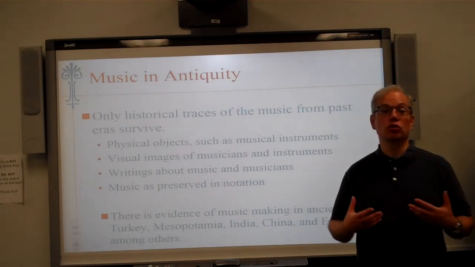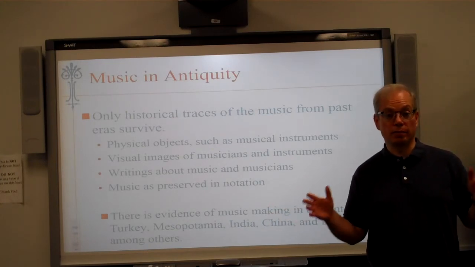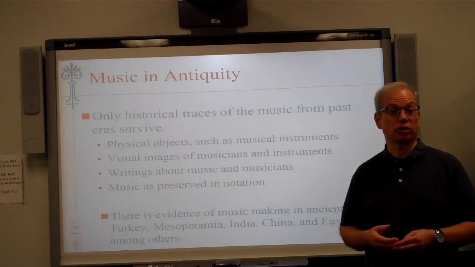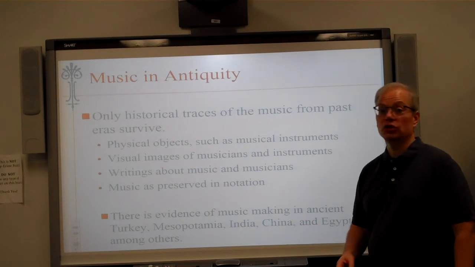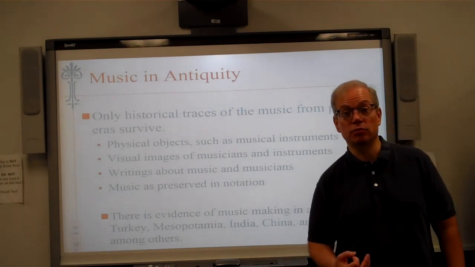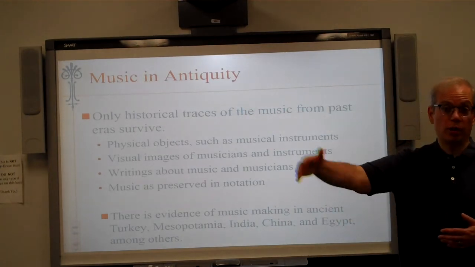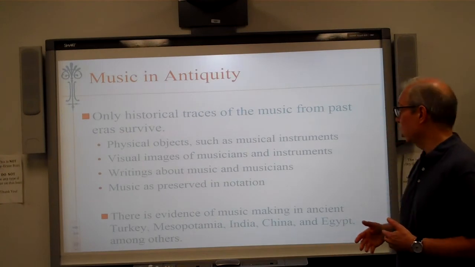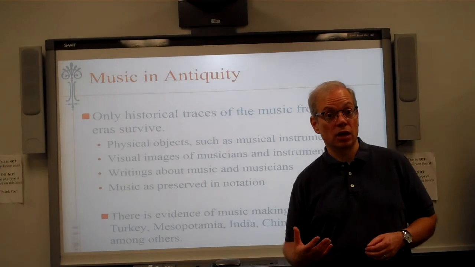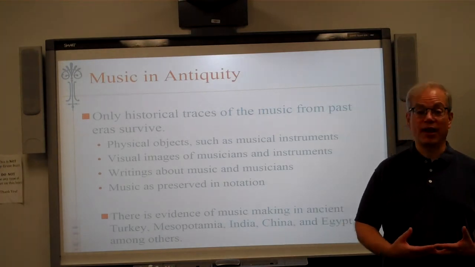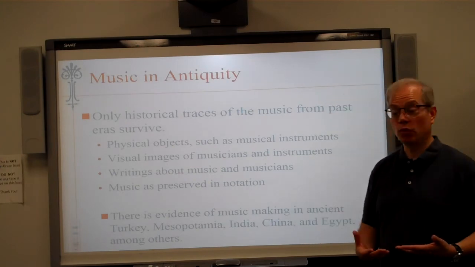Physical objects, musical instruments. There are surviving musical instruments, from a flute made out of a bone that they date at approximately 40,000 BC, so 42,000 years ago. Visual images, cave paintings representing music, and of course many other paintings and drawings dating all the way back through recorded history that represent music. Once they invented writing in Sumeria, people began to write about music, the fact that they were performing music, what the music was used for, and how they performed it.